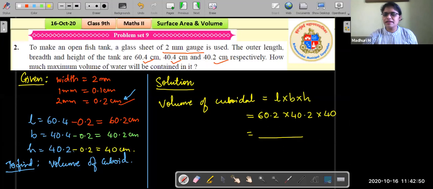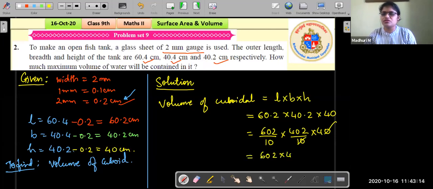Now, how can you multiply in a simple way? This decimal point will be 602 over 10 times 402 over 10. We are just removing the decimal point and shifting it to the other side as 10, and we are multiplying by 40 over here. The 0 gets crossed out, so we are left with 602 times 402 times 4, the whole over just a 10. So multiply and then give a decimal point right after one digit.